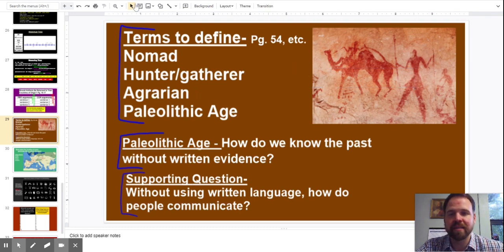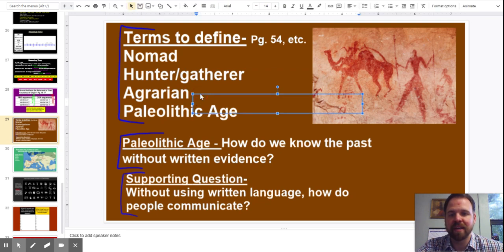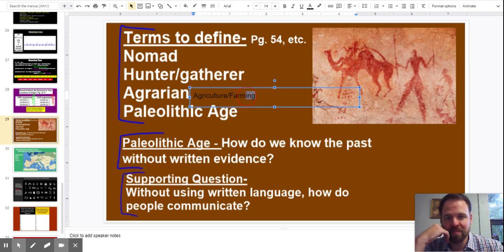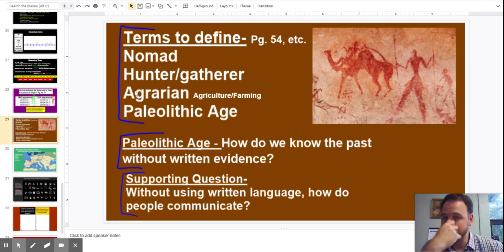Okay, for agrarian, I'm going to put two words that you might affiliate with this, and that is agriculture, and the other word is farming. Okay, so believe it or not, these two words pretty much mean the exact same thing. Okay, so the term agrarian is the same as the term agriculture. People who are farmers deal with agriculture, and they are agrarian people. So if you see agrarian society mentioned during this unit, they're talking about people who grew crops.